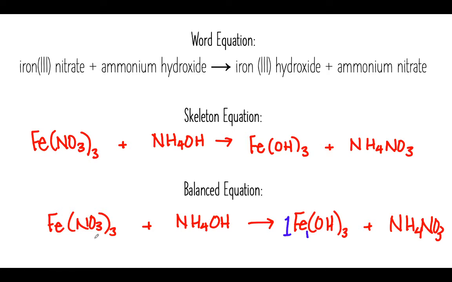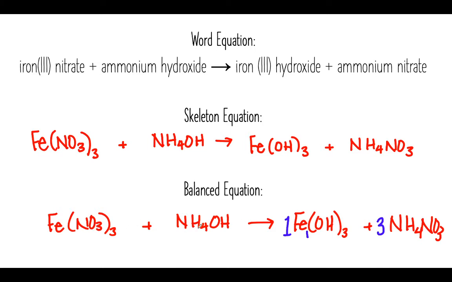So on my left side of the arrow, I've got 3 ions of NO3, right? So for every NO3, there's 3 of them. That's what this 3 represents. And on this side, there's only 1 NO3. So I need to change the coefficient here such that there are 3 NO3s here, just as there are 3 NO3s on the left side.